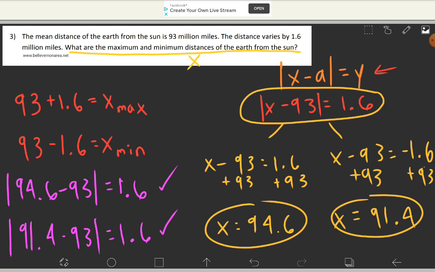And we see here that it makes a lot of sense because if this was our maximum value and we subtracted the mean, we would get the amount of variation, which is the difference.